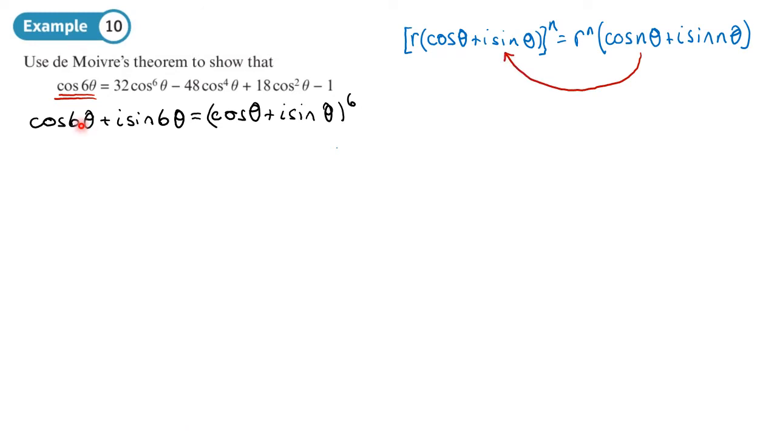And on these types of questions where you see a multiple of theta, this is the approach that we take. So start by using de Moivre's theorem almost like in reverse. Okay, so that's step number 1. Step number 2 now is we are going to use the binomial expansion on this. So we're going to expand it.